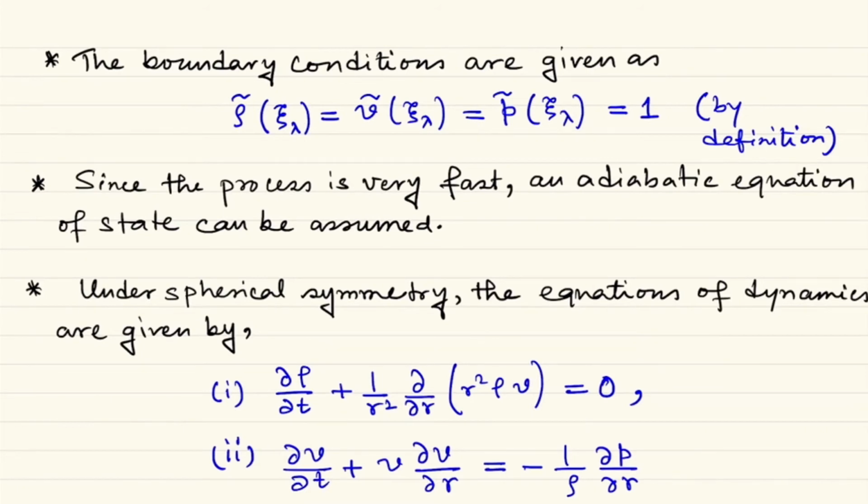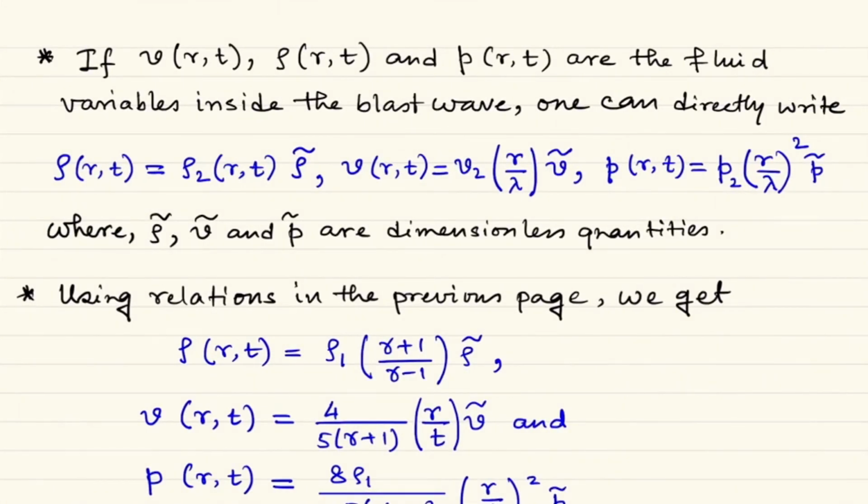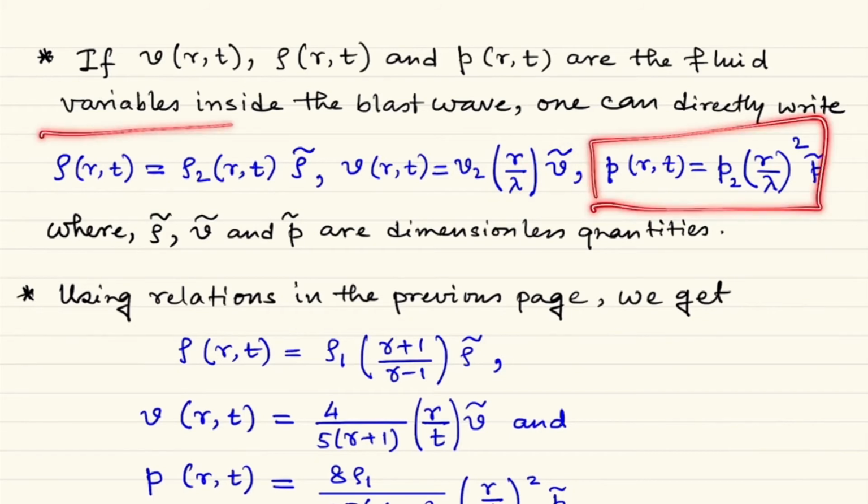Now, boundary conditions are given as this. All these three tilde quantities become 1 at xi lambda. What is xi lambda? Xi lambda is also 1. If you remember, xi is r by lambda, so xi lambda is lambda by lambda, which is 1. According to our definition, if we are studying this quantity at the blast wave surface, then v will be equal to v2, r will be equal to lambda, so v tilde will be 1. Same thing you can do here, and here.